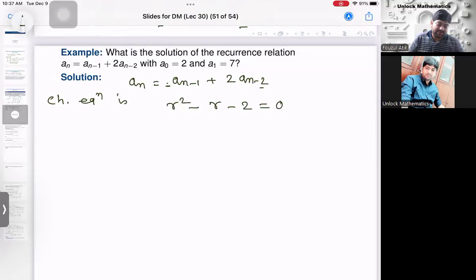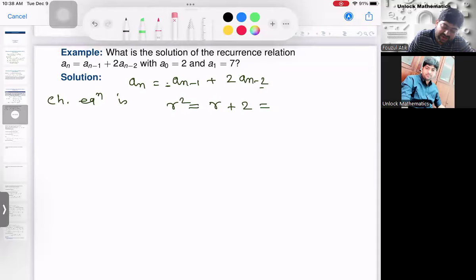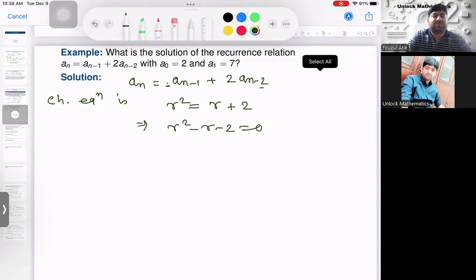How we basically got this, maybe I may write one more line. So r square is equal to r plus 2, and now I have to take it to one side. I got that the characteristic equation is r square minus r minus 2 equal to 0. Now it's a quadratic equation, so if you solve it, you will get r is equal to 2 or minus 1, that is, r minus 2 into r plus 1 equal to 0.